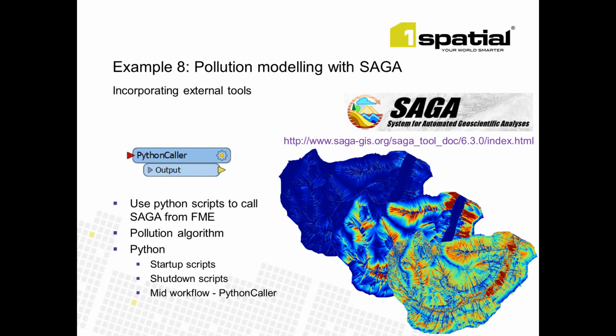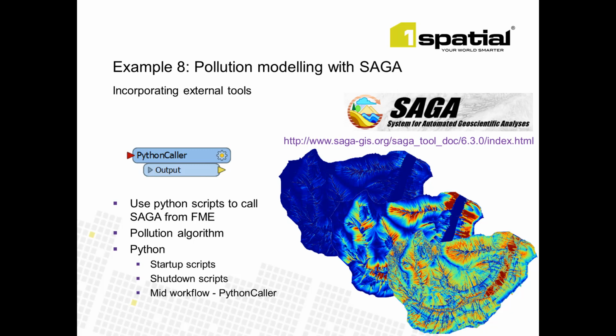Okay, another example, more environmental data processing, but this time we want to use some specialist tools. So here we want to use the SAGA open source toolkit to do some pollution modelling of our catchment areas, for example. And here we're using Python scripts called SAGA, that's from FME, and then we have a couple of ways of doing it.